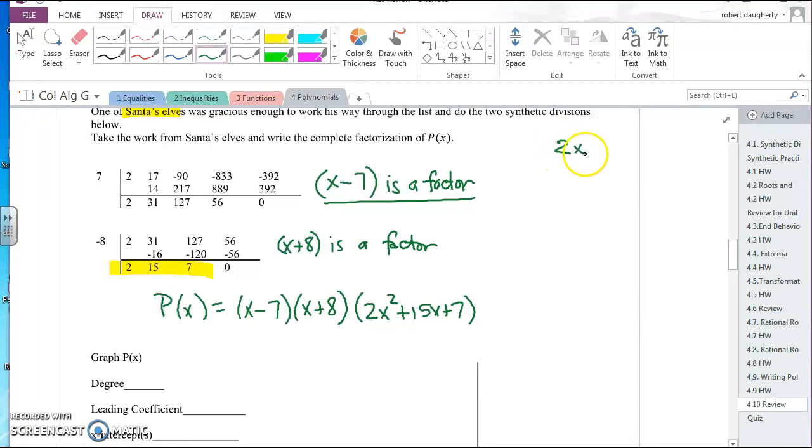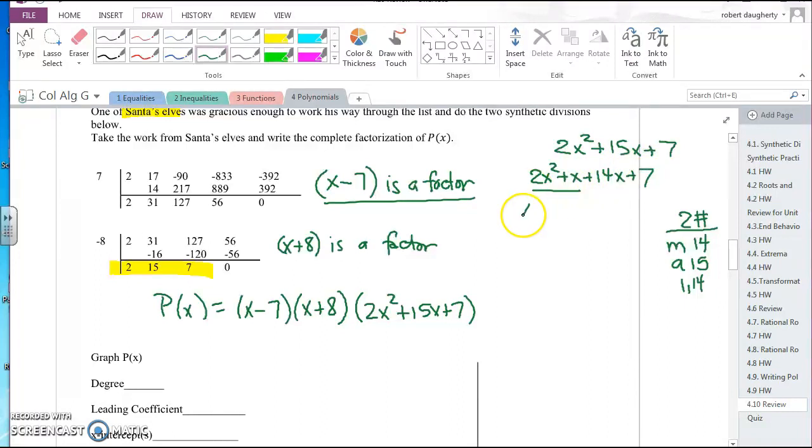So 2x squared plus 15x plus 7. In order to factor that, I need two numbers that multiply to give me 14 and add to give me 15. So those numbers are 1 and 14. So this is 2x squared plus x plus 14x plus 7. Out of the first two terms, I factor out x. I'm left with 2x plus 1. Out of the next terms, I factor out 7, and I'm left with 2x plus 1. So this is x plus 7 times 2x plus 1.